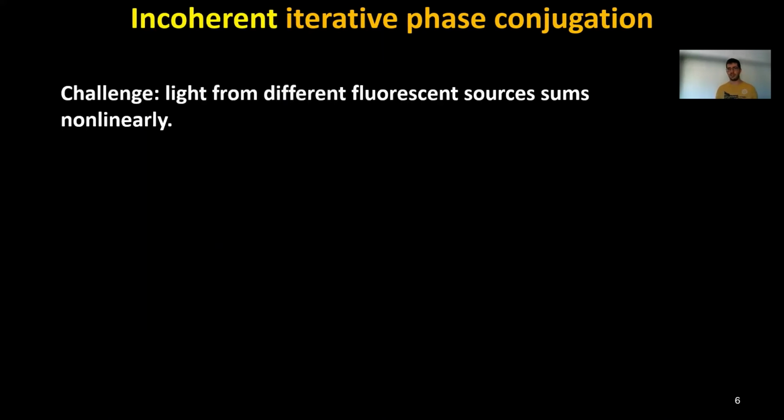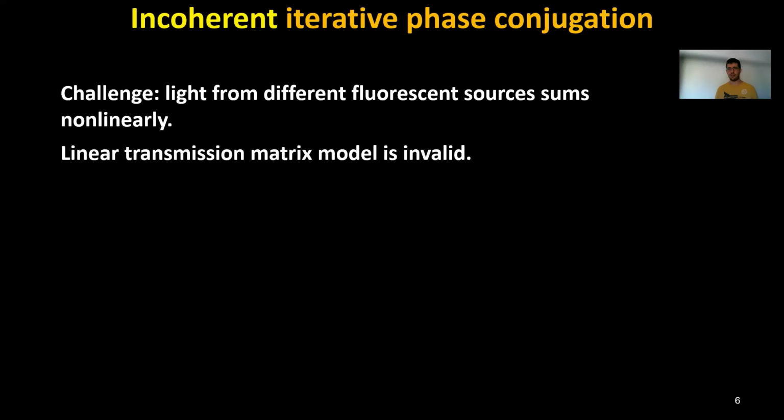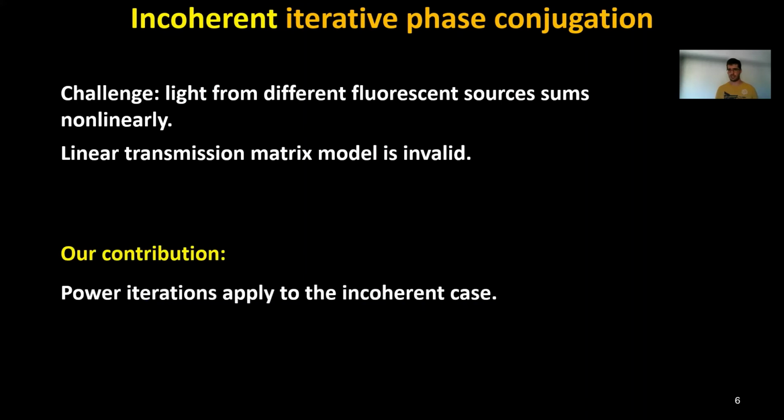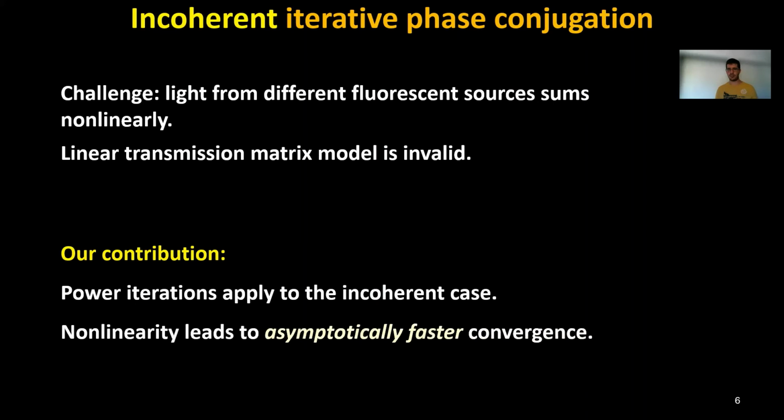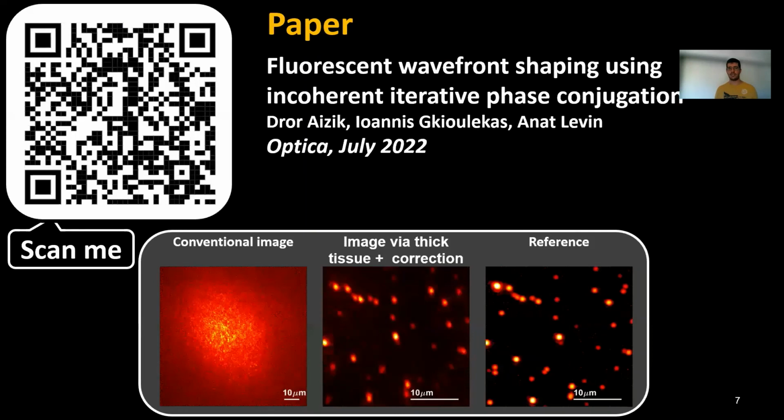The main challenge in the incoherent case is that light emitted from different fluorescent spots inside the tissue sums incoherently, and therefore light propagation cannot be described by a linear transmission matrix. Our contribution is in showing that power iteration works despite this nonlinearity, and that the nonlinearity results in a significantly asymptotically faster convergence. We hope that this idea will bring the exciting concept of wavefront shaping to practical biomedical imaging applications. Thanks for your attention.